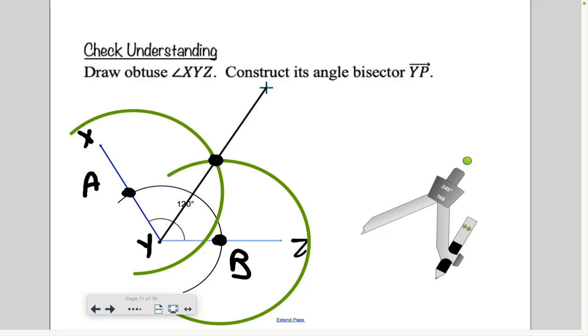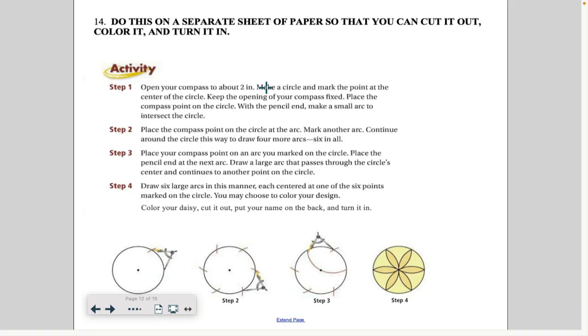How does the angle bisector one look? Not bad? Decent? Okay? You can't consult those steps on an exam, but you can use them anytime you practice. Okay? So a few things. This is what I mean about number 14. It needs to be done on a separate sheet of paper because yes, you will cut it out, color it, and turn it in, and there will be worthwhile prizes for the good ones. You're going to have time to start it now. Okay? But wait, there's more.